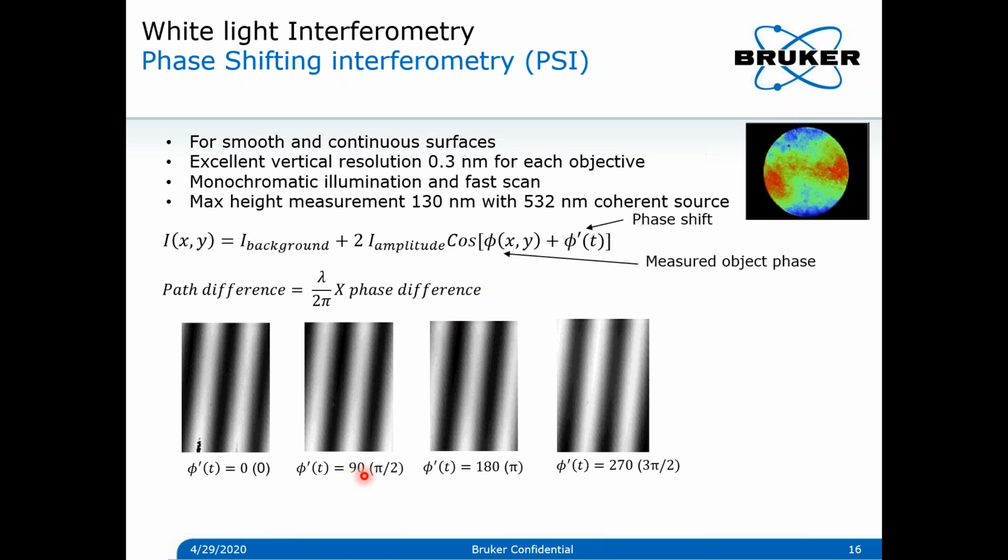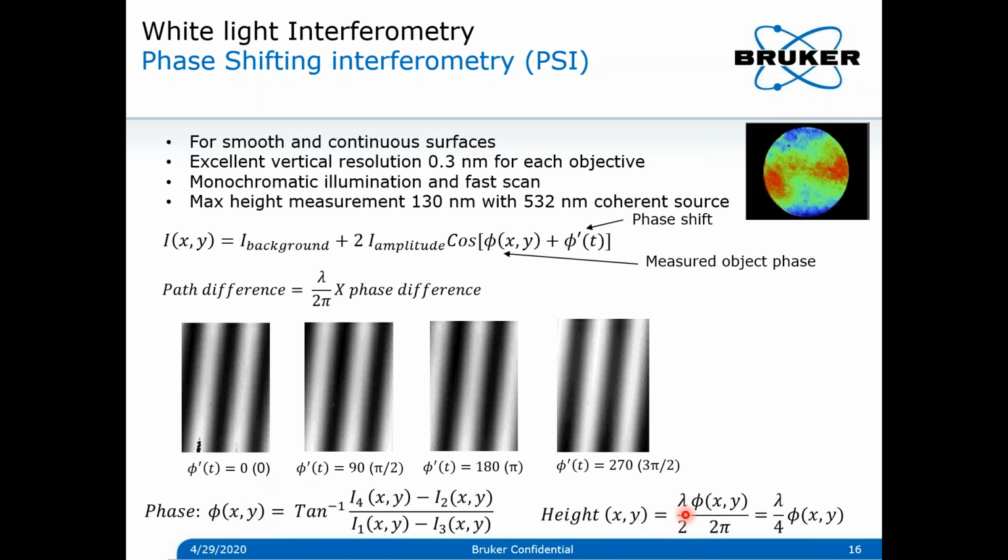which is basically done by small movement of the piezo, which actuates an equal length of lambda by 4, and once it completes a full lambda, you will get picture 1, picture 2, picture 3, and picture 4. For each of them, you can measure the I of xy, and then from this trigonometric relation and a simple equation, you can get back the phase. From phase, you can calculate the height of the surface over here.